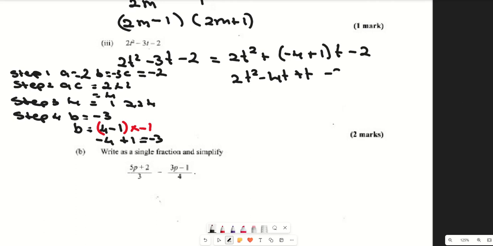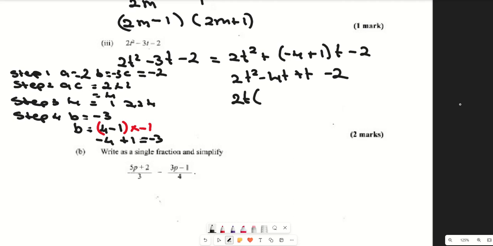Plus t minus 2. So what do 2t squared and 4t have in common? Remember there are 4 terms now, so you pair off the first two terms. What do 2 and 4 have in common? 2. What about t squared and t? They have t in common.